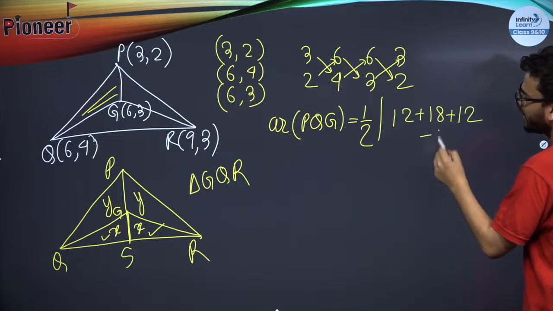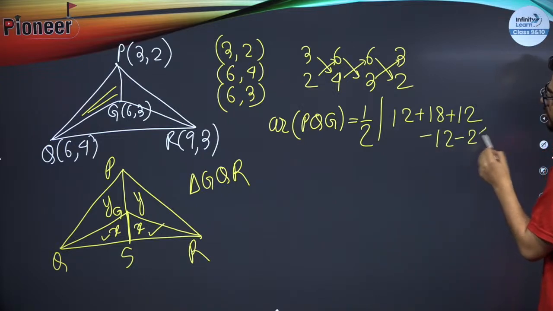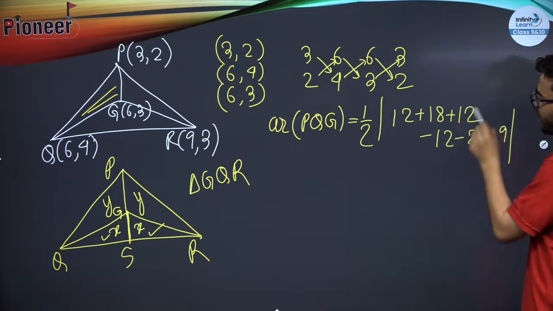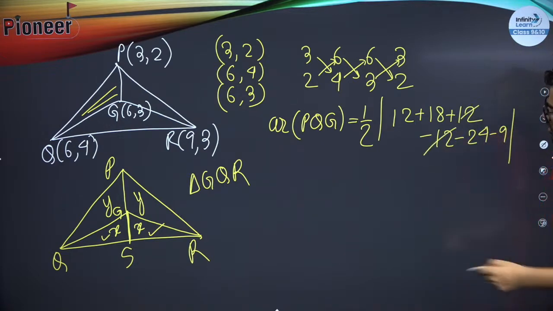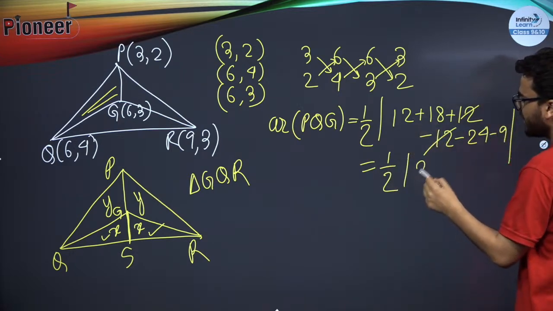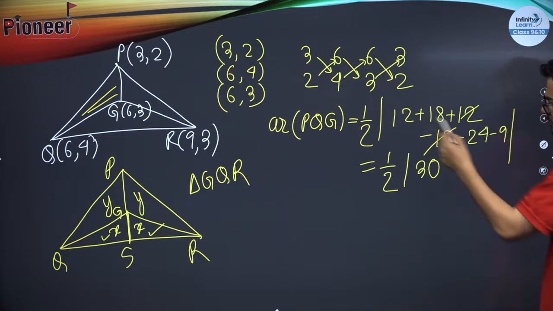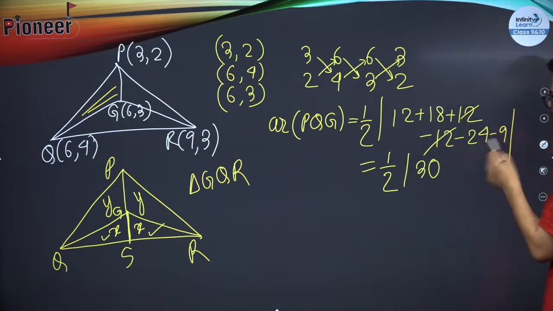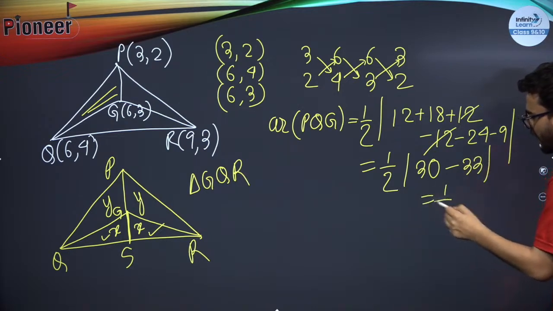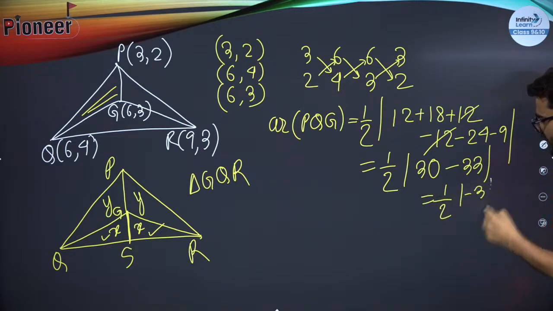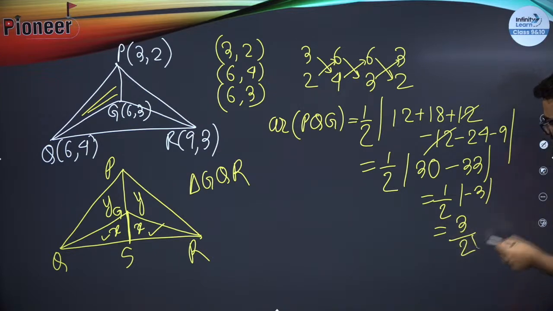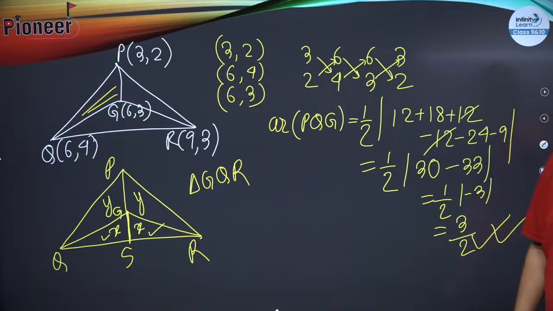So that will be minus 12, minus 24, minus 9 over here, and the modulus of it. So you see over here we can cancel out this thing. What we are getting over here, guys, is half of 30, correct? This is 30, and what about this thing? This is minus 33. So this is basically half of the modulus of minus 3. The modulus of a negative number is positive, so therefore the area of this triangle is 3 by 2 square units, correct?